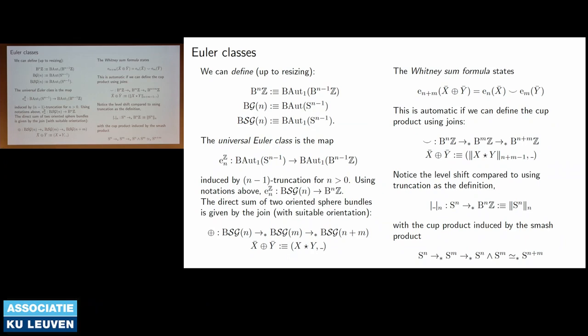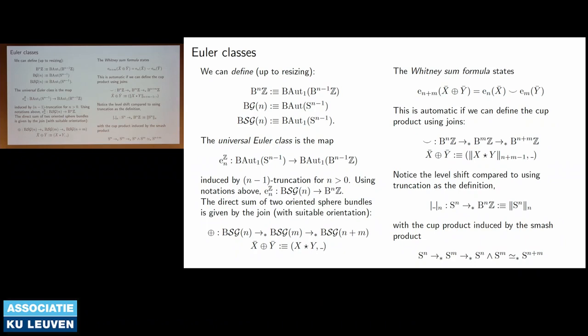Okay, so if you look at an oriented (n-1)-sphere, you can (n-1)-truncate it, and that gives you an oriented B^(n-1) set. That's our definition of the Euler class. So if you have a map into BSG_n, you also get a map to B^n Z, so it's a degree n cohomology class.